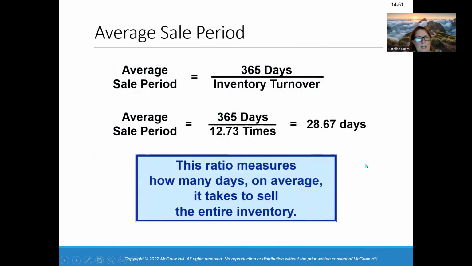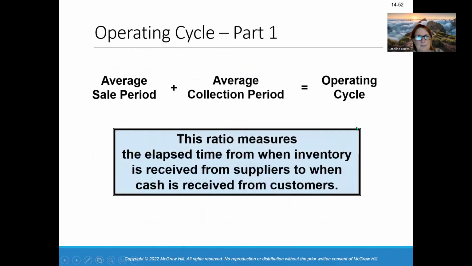All right. So next up, average sale period. This is the number of days on average that it takes to sell out the entire inventory. The average sale period is 365 days divided by the inventory turnover, which we got on the previous slide. If you're using a just-in-time inventory system, this might tell you how often you need to order new inventory.